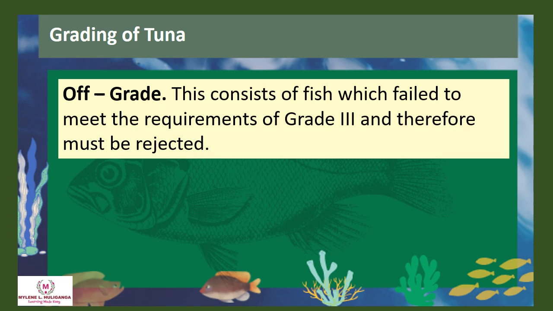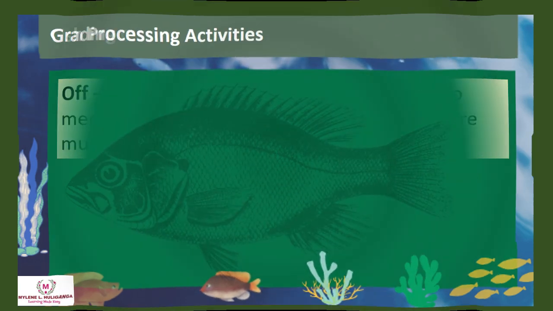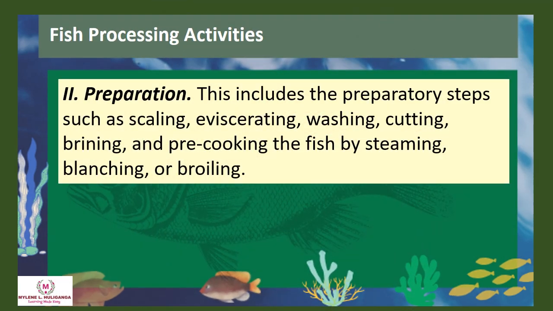Off-grade tuna. This consists of fish which failed to meet the requirements of grade 1, 2, and 3 and therefore must be rejected. Another fish processing activity is the preparation. This includes the preparatory steps such as scaling, eviscerating, washing, cutting, brining, and pre-cooking the fish by steaming, blanching, or broiling.